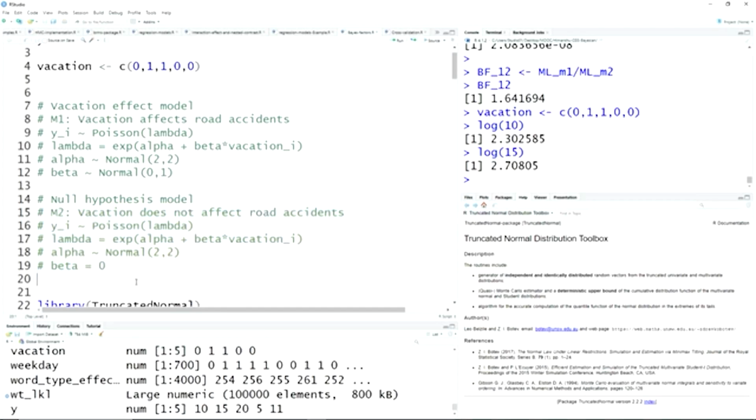And we will also see how these Bayes factors are sensitive to the choice of our priors on the parameter beta for model 1. So in the next lecture we will take this simple example and see how the Bayes factor works for hypothesis testing, how the Bayes factor can be used for hypothesis testing.